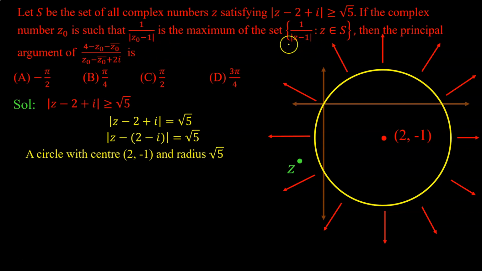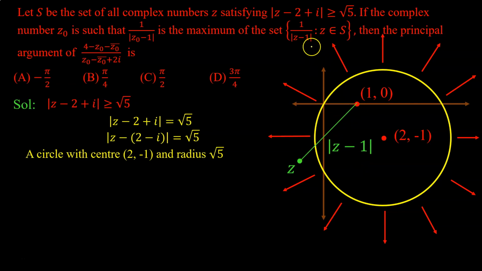So what does magnitude of Z minus 1 indicate? Magnitude of Z minus 1 indicates the distance between the point Z and the point 1, isn't it? Modulus of Z minus Z0, or modulus of Z1 minus Z2, indicates the distance between the two complex numbers. Here, in our case, modulus of Z minus 1 indicates the distance between the point Z and the point 1 comma 0, because 1 is nothing but 1 comma 0. So modulus of Z minus 1 indicates this distance.